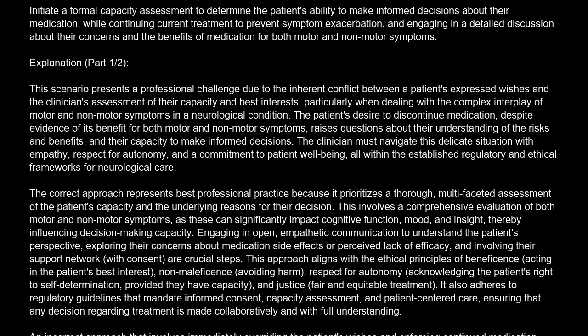This approach aligns with the ethical principles of beneficence, acting in the patient's best interest, non-maleficence, avoiding harm, respect for autonomy, acknowledging the patient's right to self-determination, provided they have capacity, and justice, fair and equitable treatment. It also adheres to regulatory guidelines that mandate informed consent, capacity assessment, and patient-centered care, ensuring that any decision regarding treatment is made collaboratively and with full understanding.